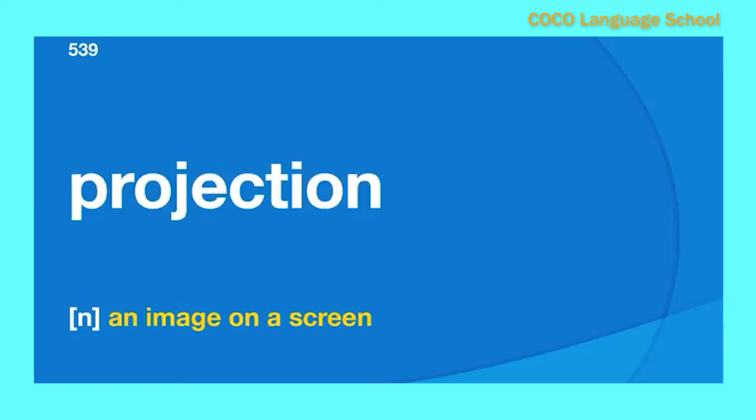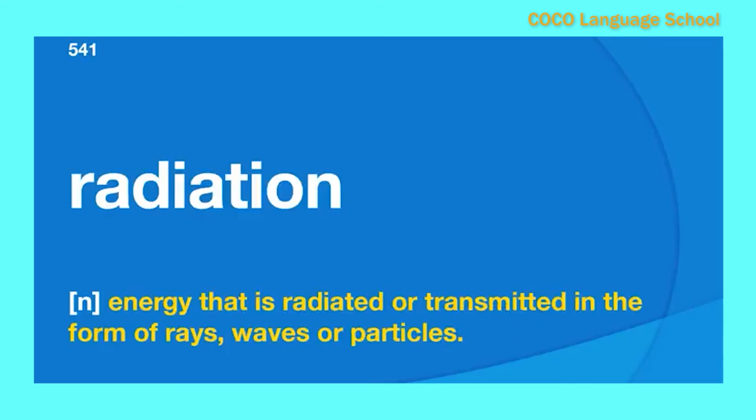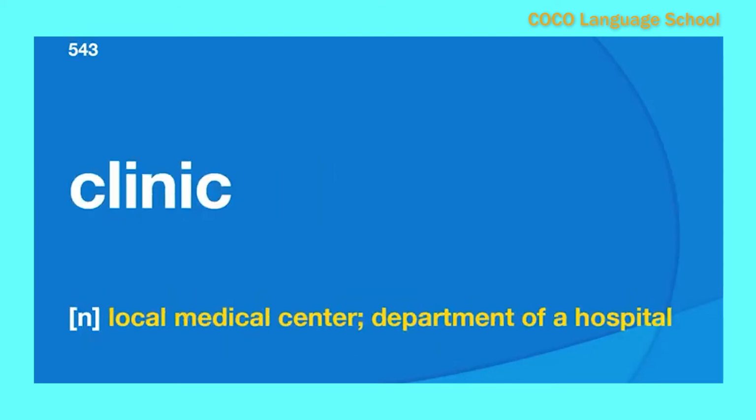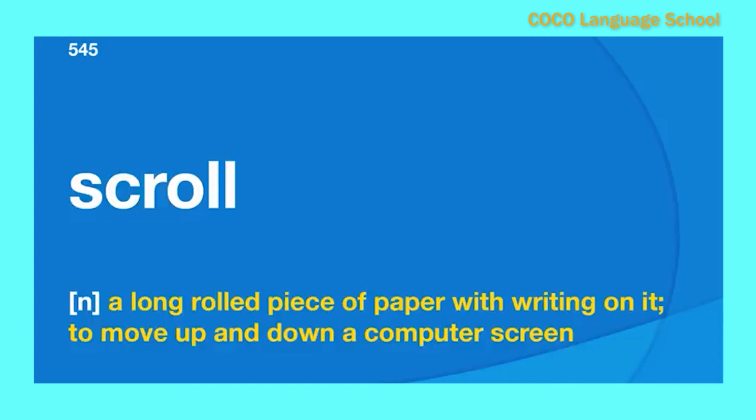An image on a screen. Projection. Yellow liquid waste from the body. Urine. Energy that is radiated or transmitted in the form of rays, waves or particles. Radiation. A set of rules computers use so they can exchange information. Protocol. Local medical center, department of a hospital. Clinic. Done in a thorough, logical or planned way. Systematic. A long rolled piece of paper with writing on it, to move up and down a computer screen. Scroll.